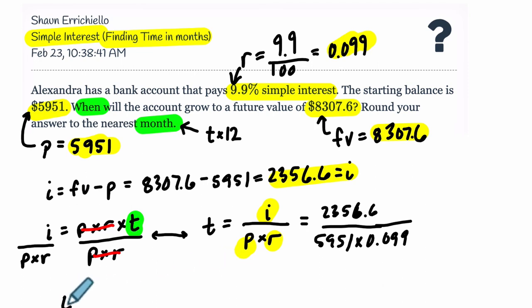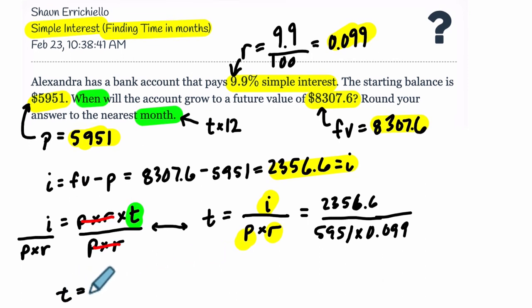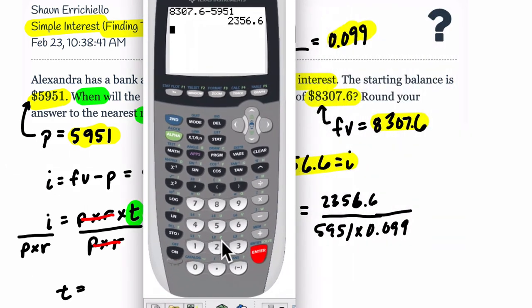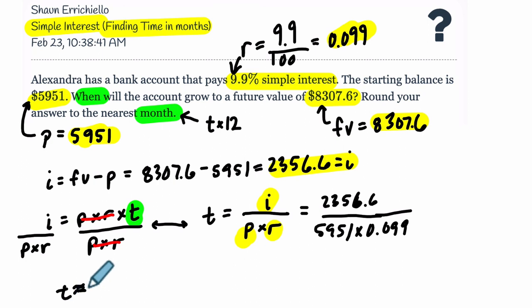So time in years, what is that? Let's calculate it. So keep the order of operations in mind here. You want to do 2356.6 and then divide that by, but first you don't want to just divide by 5951, you want to find that product first. So put it in parentheses, 5951, remember parentheses take priority, times 0.099, close those parentheses, and that gets you about 4. So for your answer here, you can say it's about 4, but I'm not going to round yet, right?